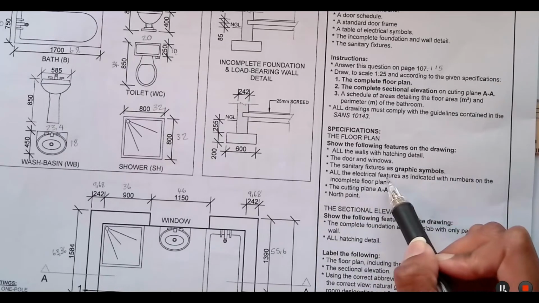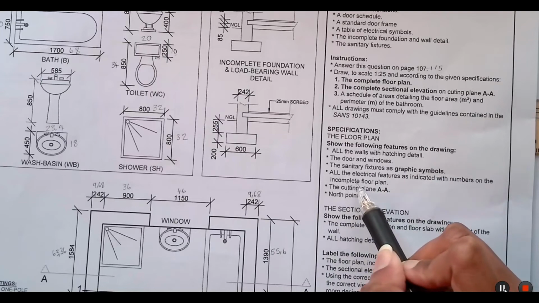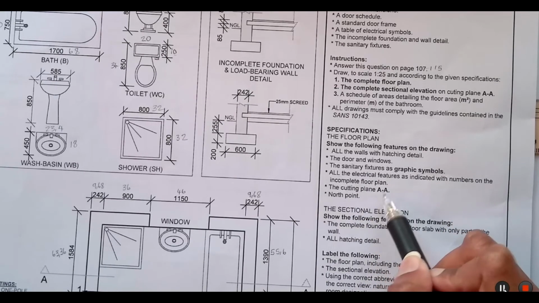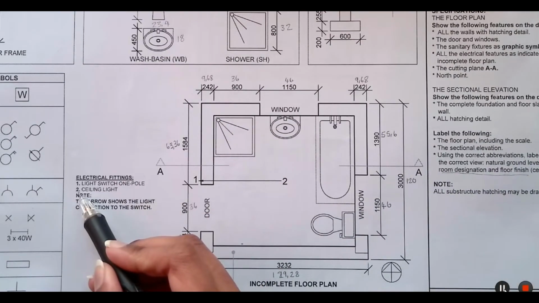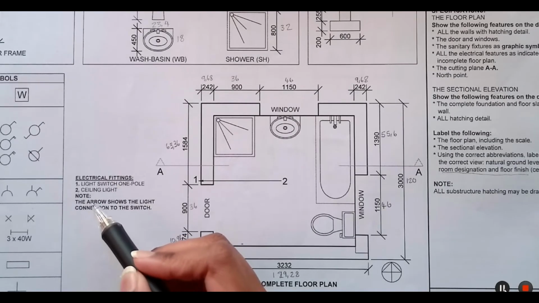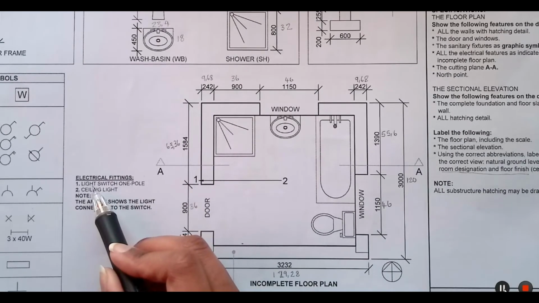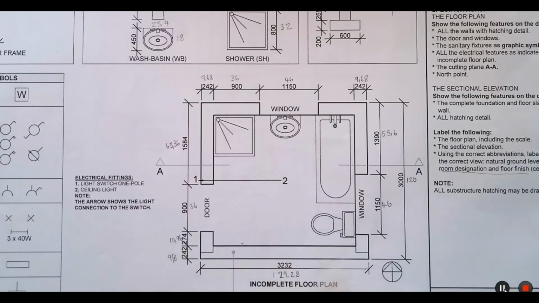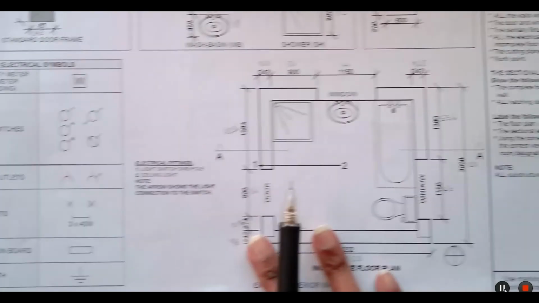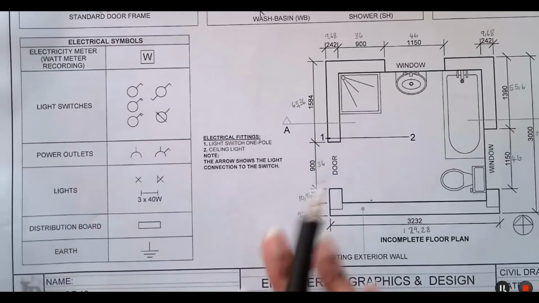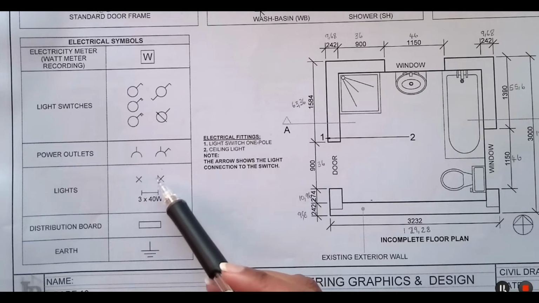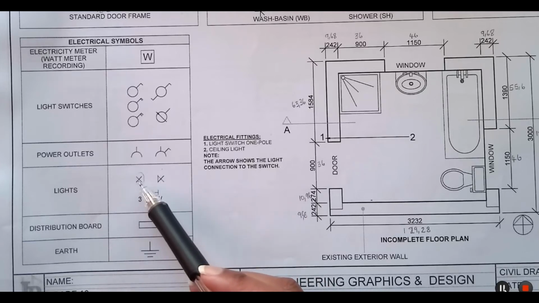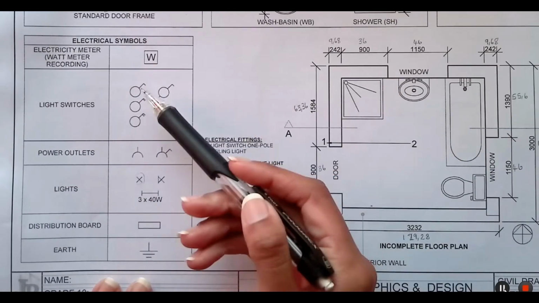And then for the floor plan, we did add this and then all electrical features as indicated. And we must also complete the cutting plane. So the electrical features, we can see that we have 2 here. We are told that 2 is a ceiling light. And then 1, it's a light switch, 1 pole. So 1 and 2 are connected by this arrow that we have here. So in the electrical symbols guide here, you can see that you have your light. This is a ceiling light. This one is a wall mounted light, but we are focusing on this one here.